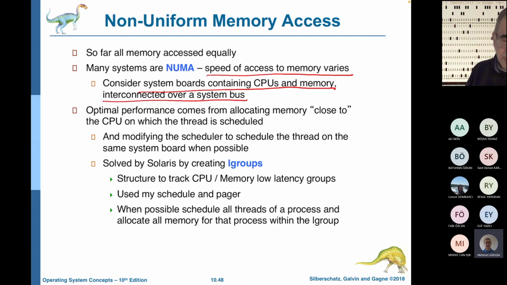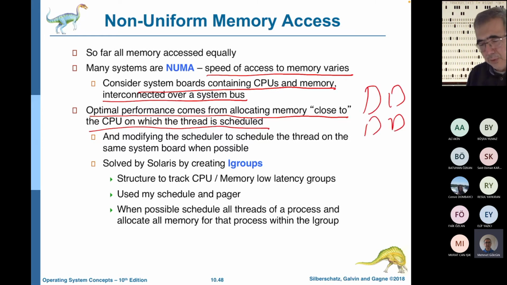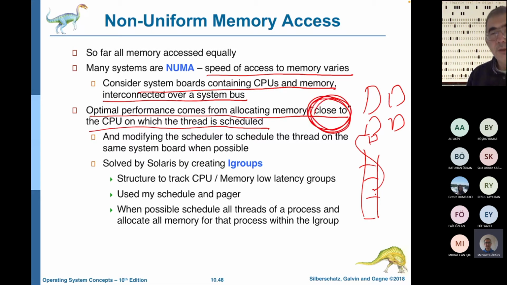So optimal performance comes from using the memory close to the CPU where the thread is scheduled. When you have multiple CPUs and memory, with copies of these memories near each CPU, being closer changes the performance. So then the page replacement algorithm should also consider finding the victim based on the distance of the memory to the process.